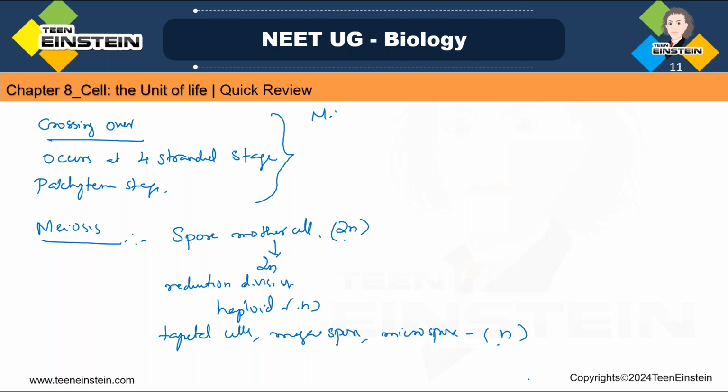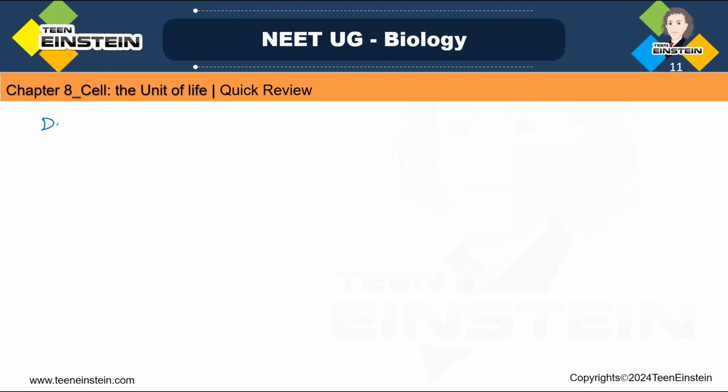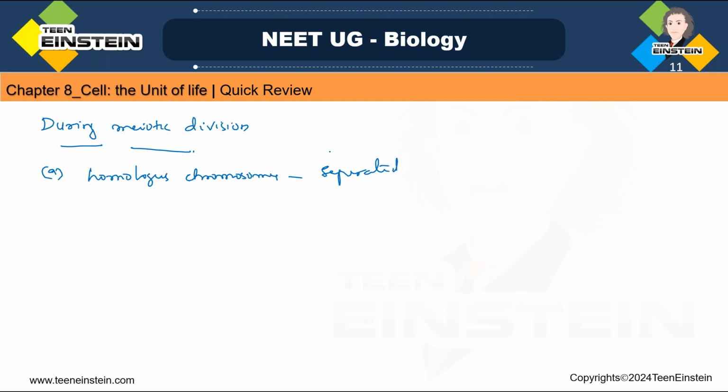Then during meiotic division, here we have got 4 options. Option A, homologous chromosomes are separated. That is one option.